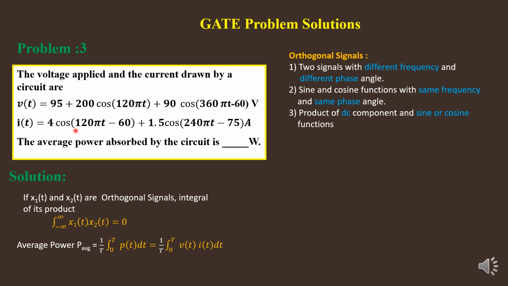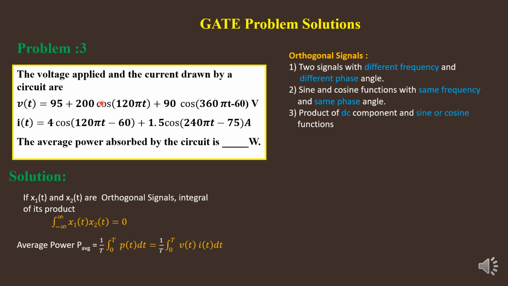Now, this function into each of the terms in i(t). Now 200 cos 120 pi t into 4 cos(120 pi t minus 60). Both are cosine functions, having the same frequency but different phase angle. Different frequency and different phase angle means orthogonal signals, and same frequency and same phase angle means orthogonal signals. Now, see this second term, 200 cos 120 pi t and here 4 cos(120 pi t minus 60): different phase angle, same frequency. So that condition is not there.